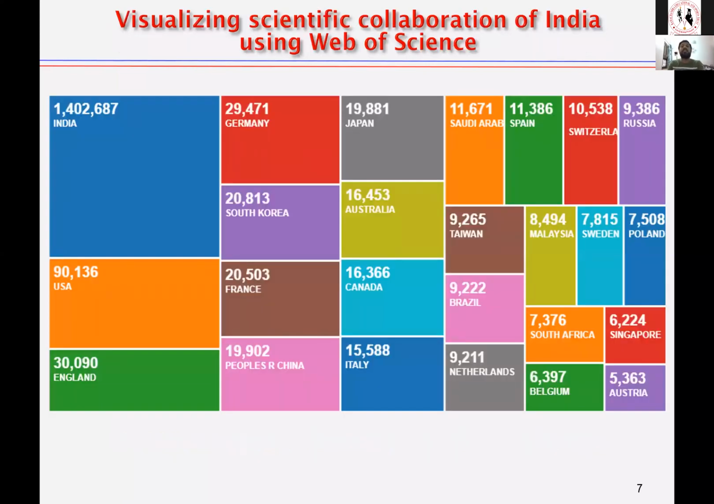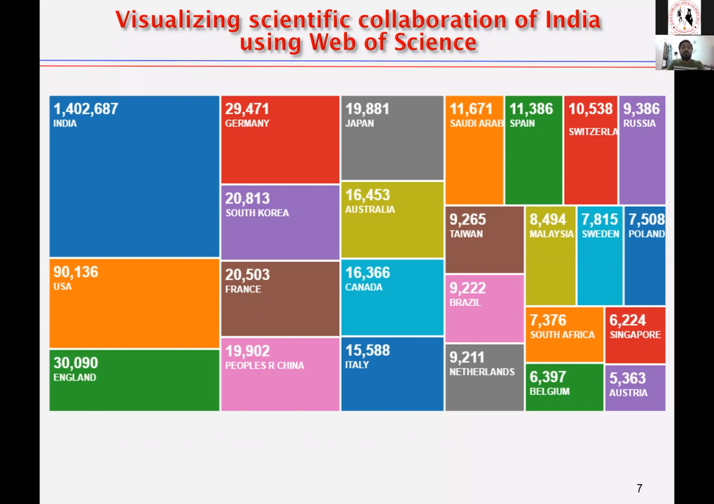If you see this scientific collaboration of India, this has been done using Web of Science. India has published more than 14 lakh publications in the open literature. And you see, India has collaborated with more than 200 countries for their academic research. We have not included here the conference papers or patents or so on.